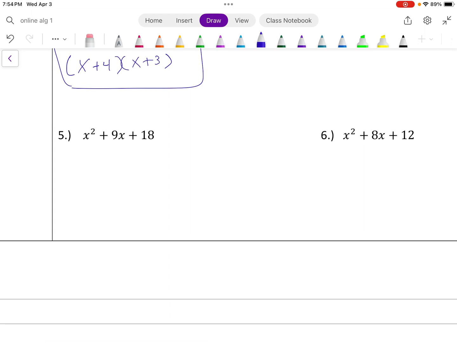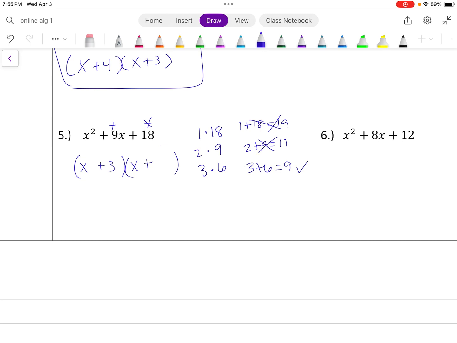So x squared plus 9x plus 18. Well, here are my parentheses. Again, the only way to get x squared is x times x. 18, I could do 1 times 18, 2 times 9, or 3 times 6. So I have to figure out which one of those would multiply to be 18, but add to be 9. Well, 1 plus 18 is 19. That's too big. 2 plus 9 is 11. That's too big. 3 plus 6, there's my 9. So I must have a plus 3 and a plus 6. That's my factored form, x plus 3 times x plus 6.